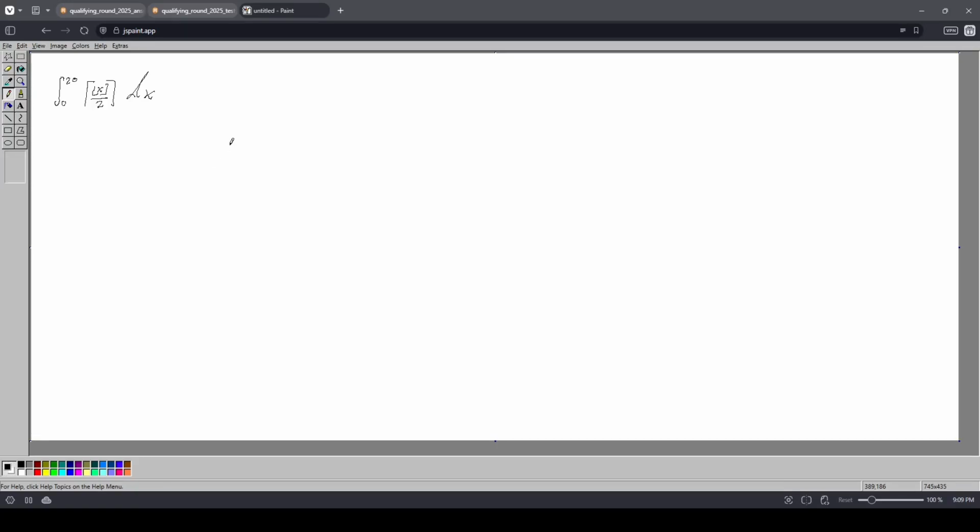Alright, so we have a weird one today. We have the integral from 0 to 20 of the ceiling function of the floor function of x over 2. Now, if you're like me, you looked at this and you had no idea what this notation was.